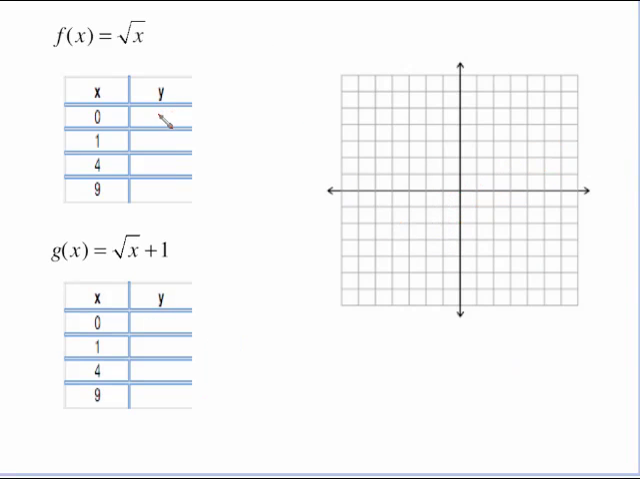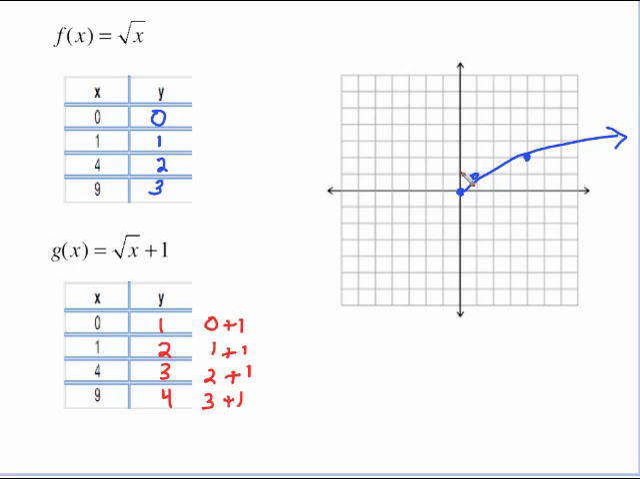Square root of x, we know these numbers are 0, 1, 2, 3. So 0, 0, 1, 1, 4, 2. And that's about enough. I know what it's going to look like. That's pretty good. Change colors. Square root of 0 is 0, plus 1 makes 1. Square root of 1 is 1, plus 1 is 2. Square root of 4 is 2, plus 1 is 3. Square root of 9 is 3, plus 1 is 4.